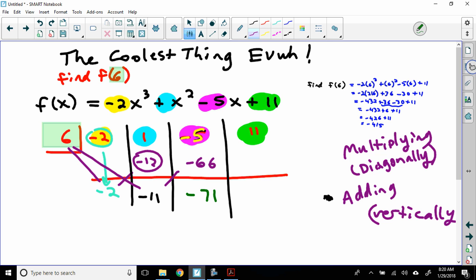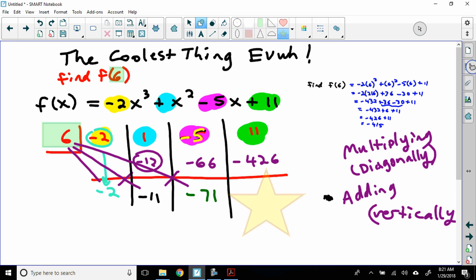And lastly, multiply it diagonally. 6 times negative 71 is kind of tough, but 6 times 7 is 42. So that's 420 and another 6, right? So that's 426, and it's negative. Add down the column, and what do we get? -415, which is what we got before.